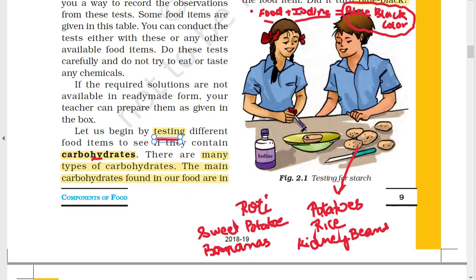So you can see here they have taken a potato, and on the potato they have put some drops of iodine, and it instantly changes its color to blue black. So therefore it contains starch, and therefore it is a carbohydrate rich food. Other examples of carbohydrate rich foods are roti, sweet potato, bananas, potatoes, rice, kidney beans, or rajma. You have to learn these examples, like what are the carbohydrate rich foods, what are the protein rich foods. You have to remember the names of these foods.